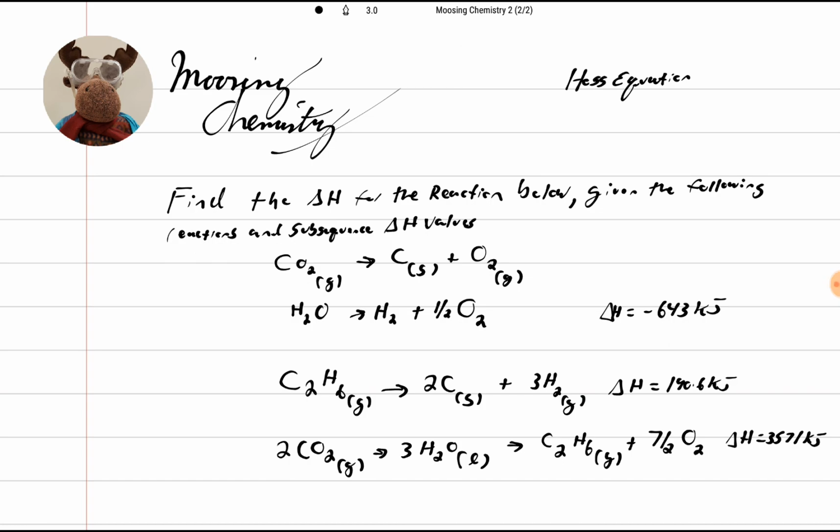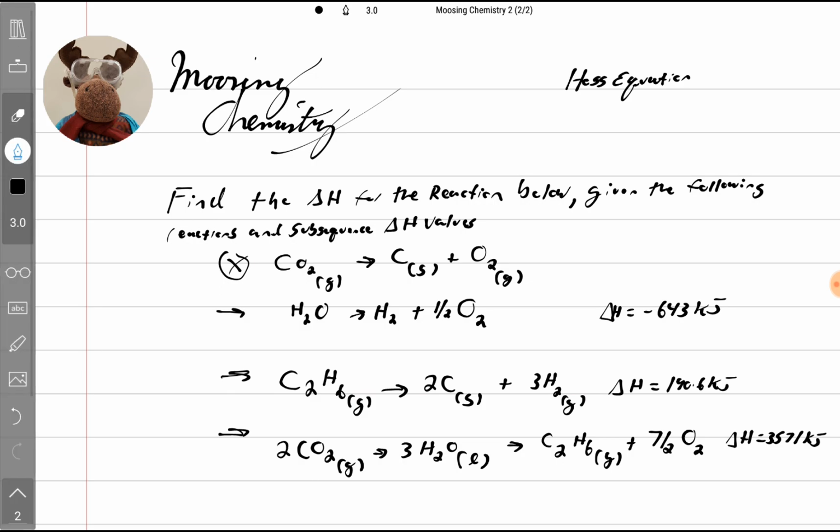This is going to be another Hess equation. This one's going to be a little bit interesting and kind of challenging. It says find the delta H for the reaction below given the following reactions and subsequent delta H values. Remember that delta H represents enthalpy. We want these three equations, which I'll call half reactions, to equal this equation here. That's what we want.